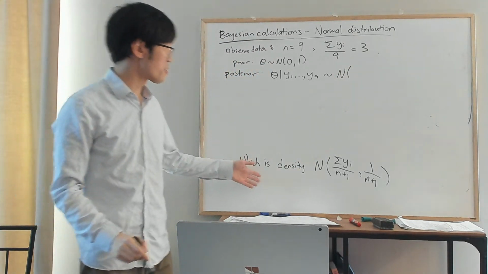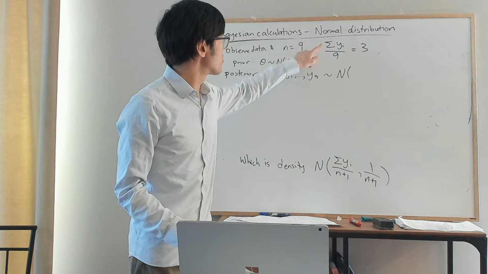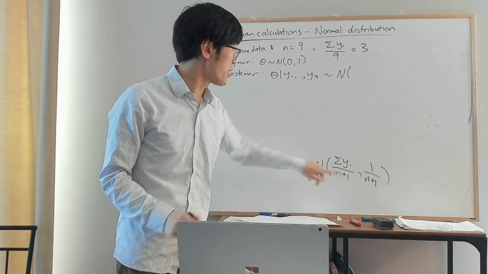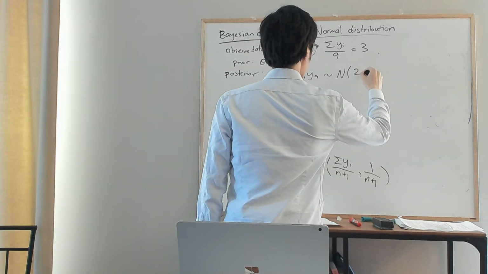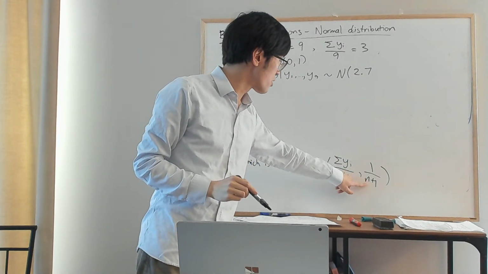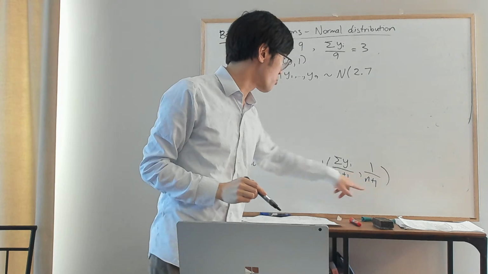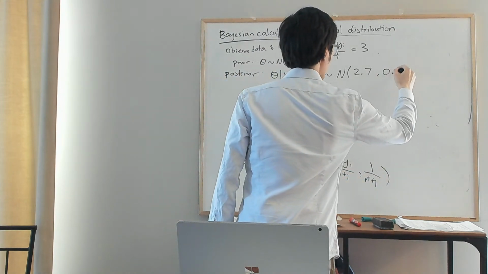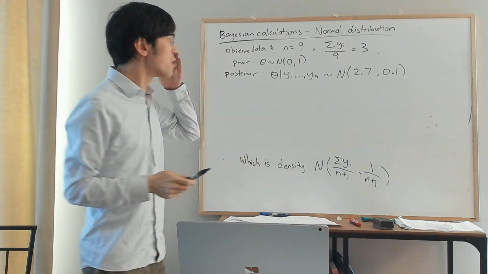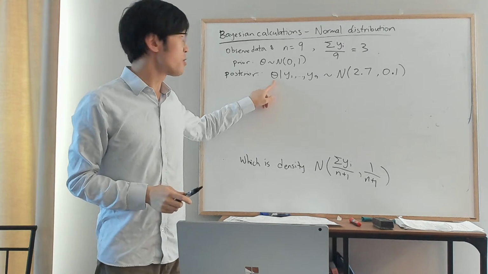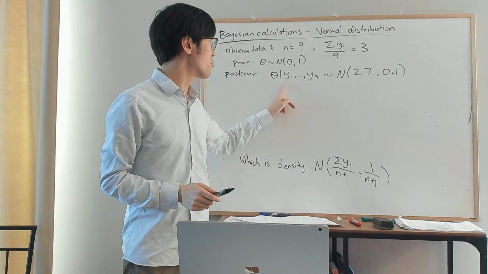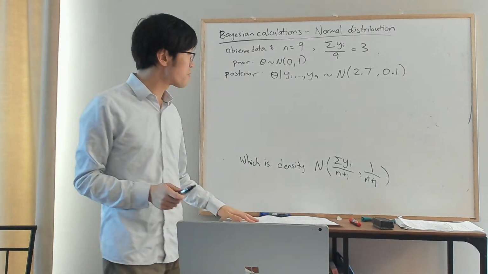Now let's see numerically what this is. The average is 3, so summation yi is 27. 27 divided by 10, so that's 2.7. And then the variance of this is 0.1. So now you see, indeed, this is just a function of theta once you plug in numbers for the measurements.